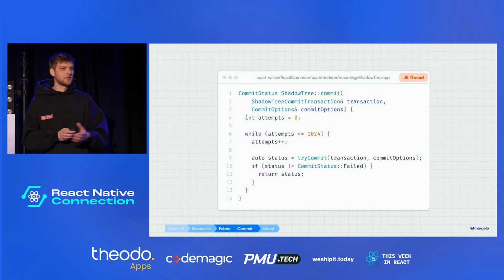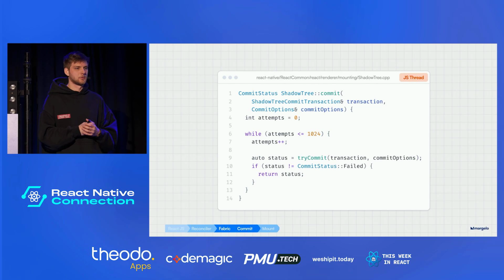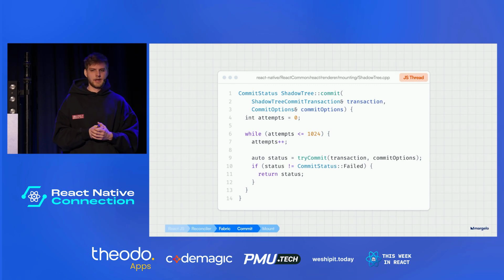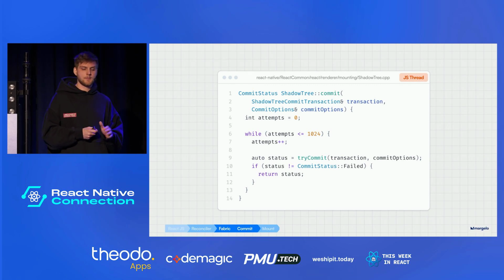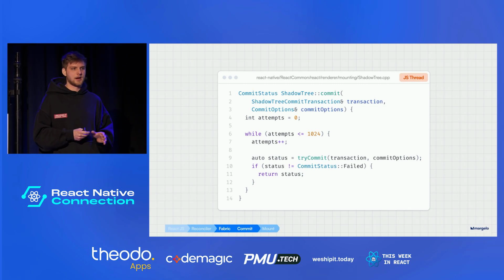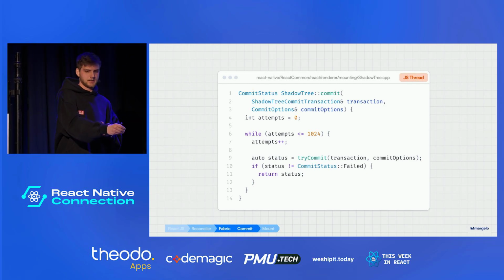Surprisingly, the commit function is trying to make a commit. So we can see that there's a loop where it's trying to apply our commit. Why is this logic here? The reason for that is that so far, we were the whole time on the JavaScript thread, right? And we still are. We are coming from JavaScript with our React update.